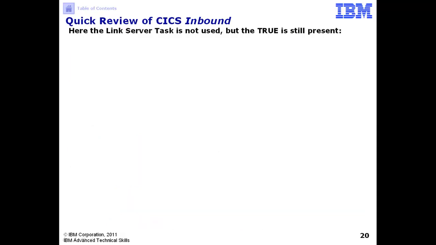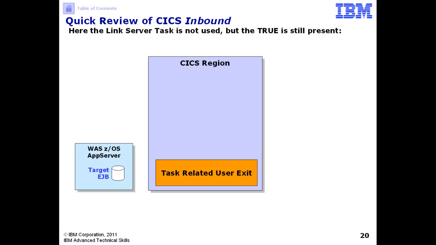Let's take a quick look at the inbound scenario. Here, the CICS program calls into WAS over Wola. We have a CICS region and a WAS server. The link server task is out of the picture. An EJB is present in the WAS server and will serve as the target of the Wola call from CICS. A CICS program is present in the CICS region and will perform the calls into WAS.